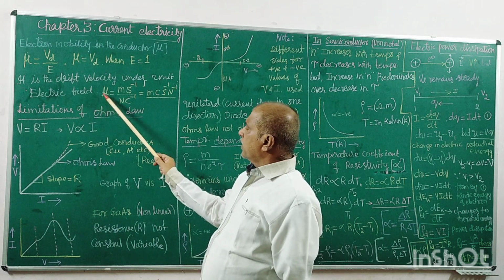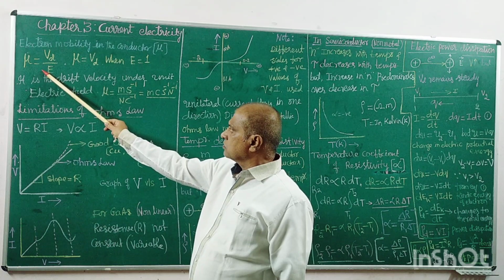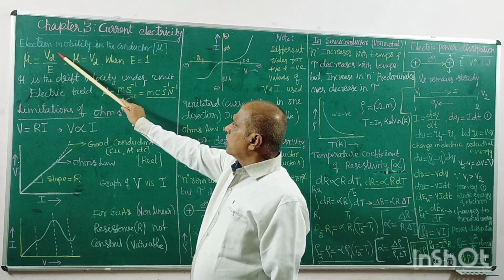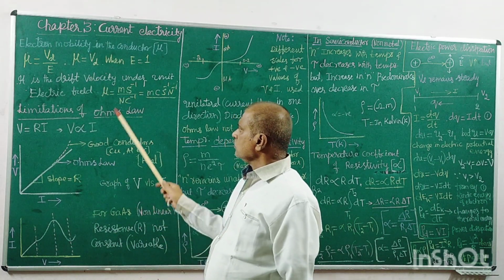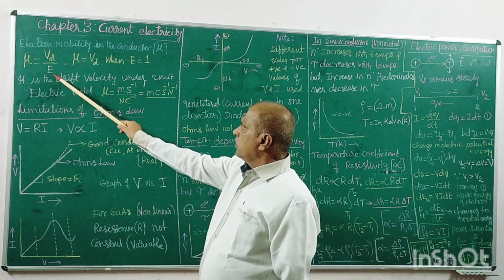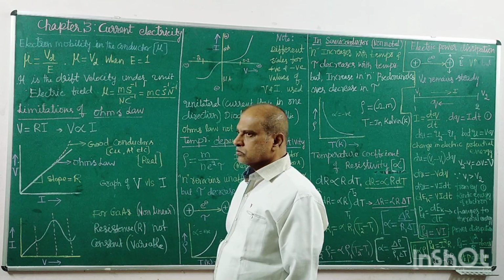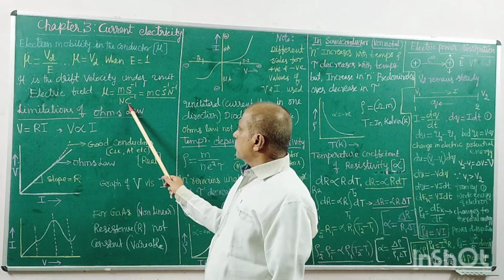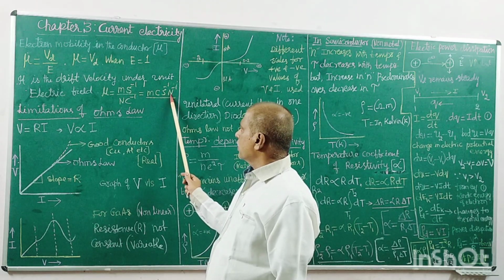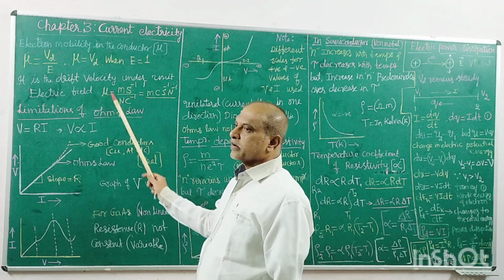The SI unit for the electron mobility, we get it from this equation. Write the SI unit for velocity: it is meter per second. Write the SI unit for electric field: Newton per coulomb. Simplify: meter coulomb per second per Newton. That is the SI unit of electron mobility in the conductor.